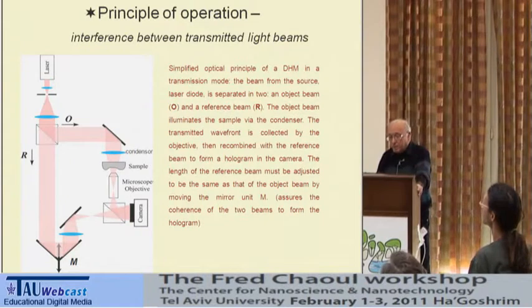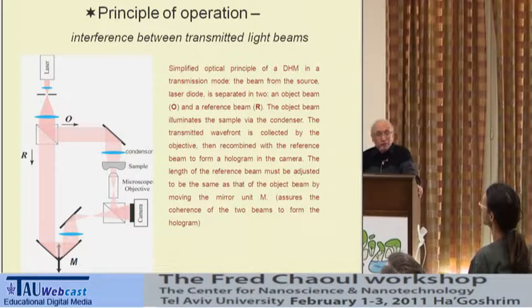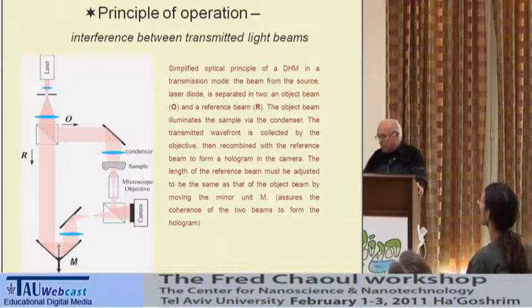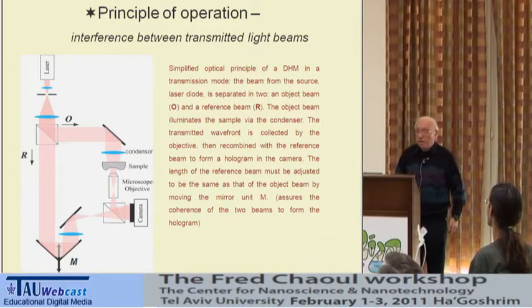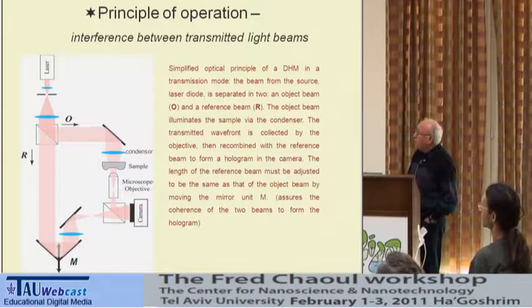The other method is what is called digital holographic microscopy. It's basically interferometry, a very classical one, but converted into a microscopic setup. The principle, I think, we already covered in the morning, but in principle, we have here two beams. This is a reference beam, and that's a beam passing through the specimen. They intermingle here, or interfere here, and we get the interference hologram on a camera.